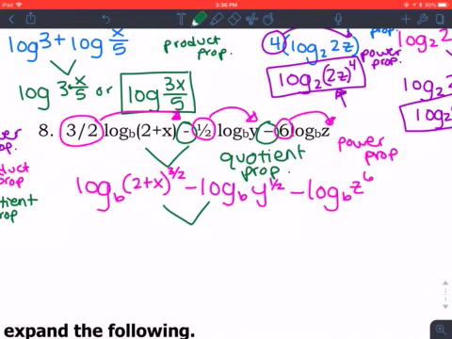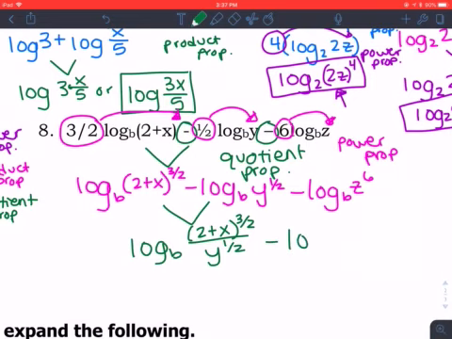And then, like I said, we'll combine the first two first. Since it's a quotient property, when we combine these, log base b, we're going to divide our arguments. So (2 plus x) to the 3/2 divided by y to the 1/2 power. And we still have our minus log base b of z to the 6th.